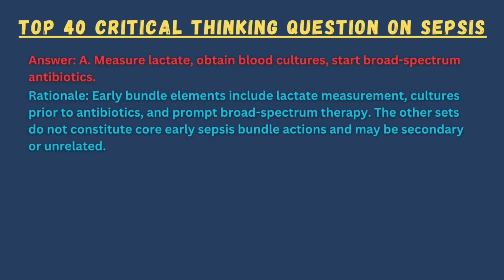Answer. A. Measure lactate. Obtain blood cultures. Start broad-spectrum antibiotics. Rationale. Early bundle elements include lactate measurement, cultures prior to antibiotics, and prompt broad-spectrum therapy. The other sets do not constitute core early sepsis bundle actions and may be secondary or unrelated.